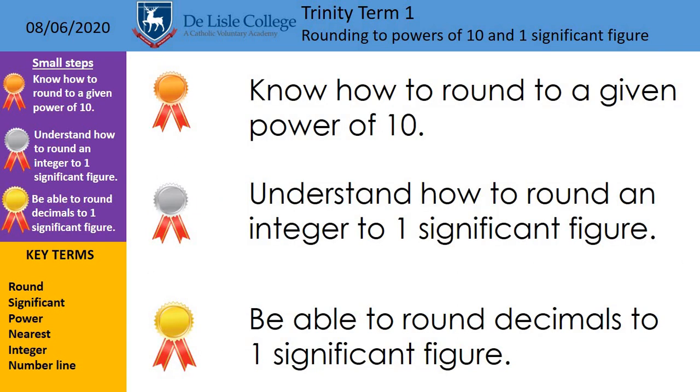Right, good, so our success criteria today is bronze, know how to round to a given power of 10, understand how to round an integer to one significant figure. So remember, integer means a whole number, and then gold, be able to round decimals to one significant figure also.